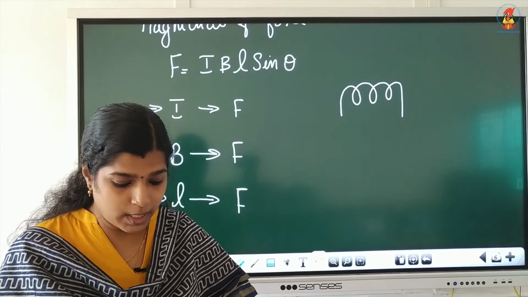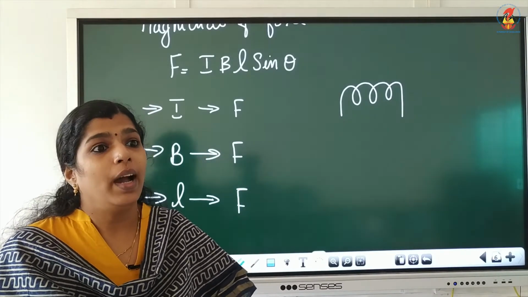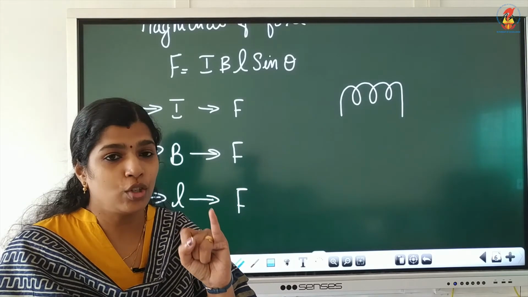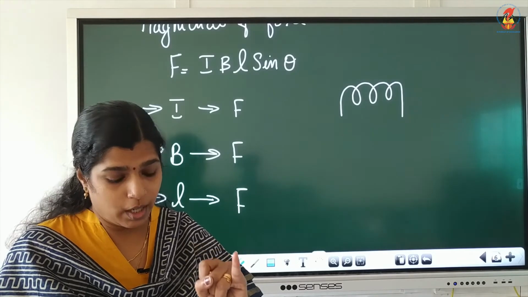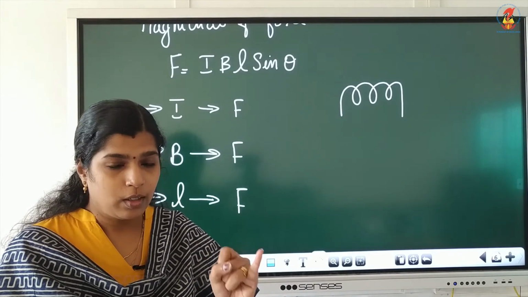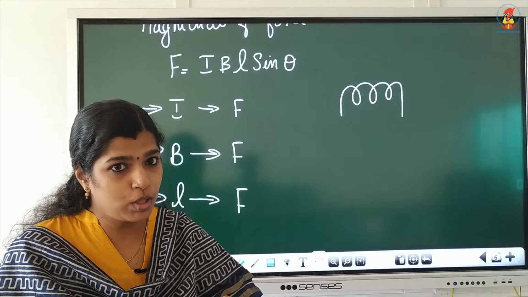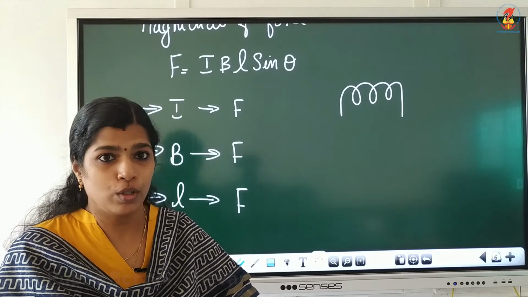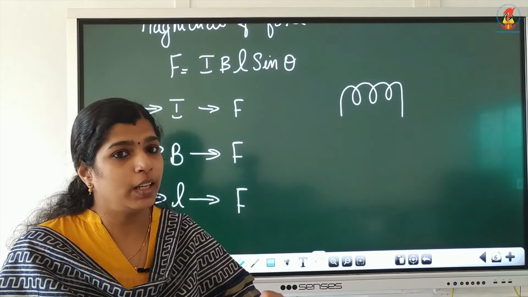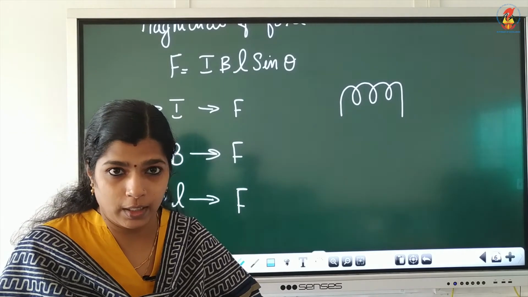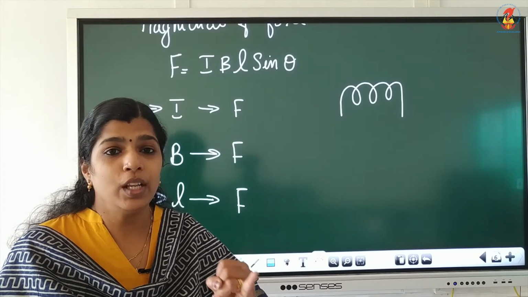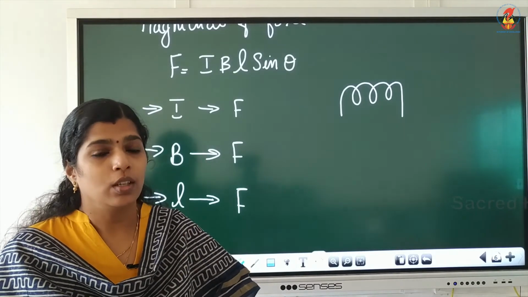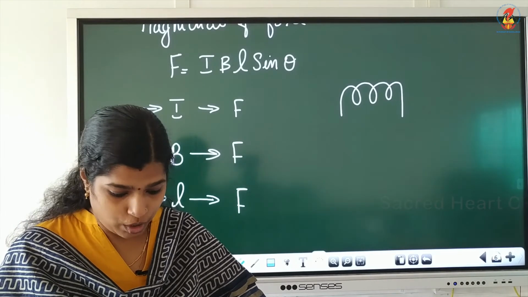So, two methods are there to change the direction of force. First one, if you change the direction of the current, then the direction of the magnetic field also changes. That means the direction of force also changes. So, if you change the direction of electric current flowing through a conductor, then the magnetic field produced by that conductor also changes. Hence, the direction of force also changes.